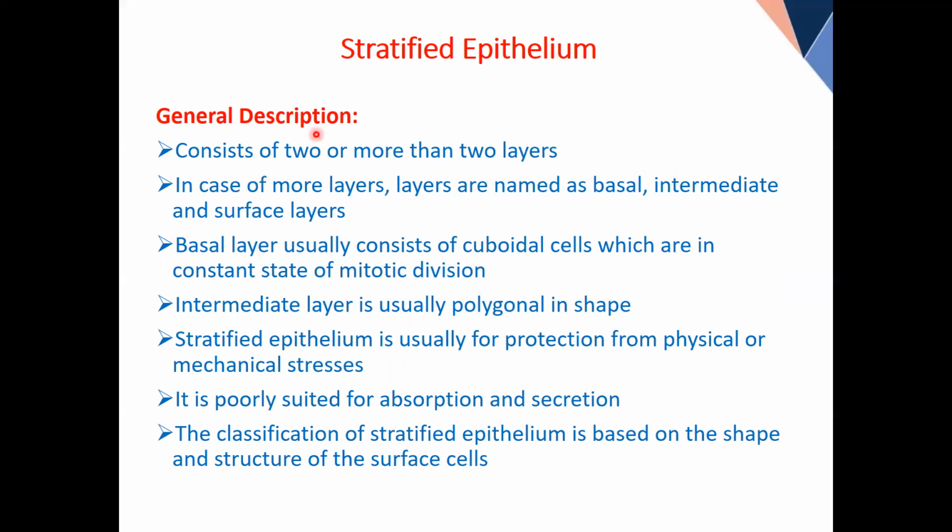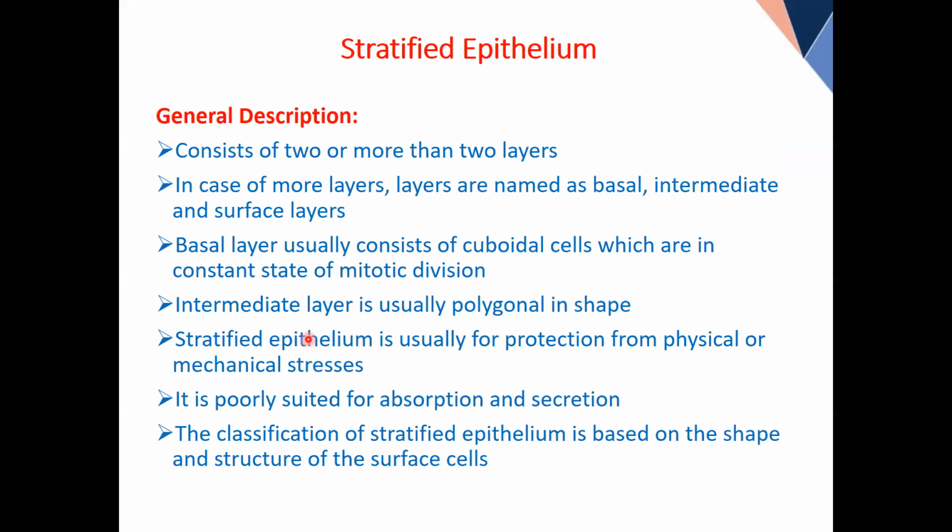Okay. In case of more layers, layers are named as basal, intermediate, and surface layers. I will explain. The basal layer. Now, basal layer means that layer of cells which rest on the basement membrane, or those cells which are touching the basement membrane. Okay, is usually cuboidal or columnar cells. Most of the time they are cuboidal, but can be columnar. Intermediate layer usually is polyhedral, polygonal, or maybe irregular shape.